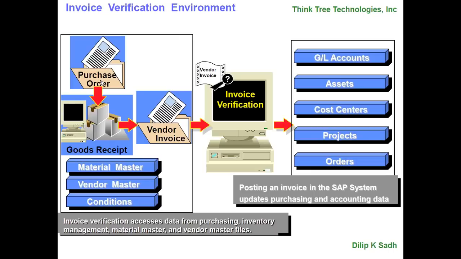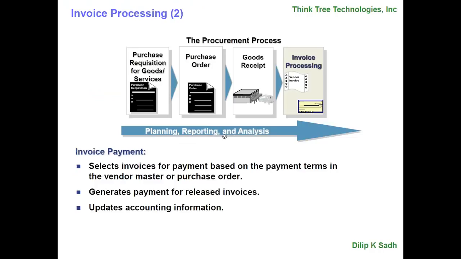So we got a purchase order. After the purchase order, we create a goods receipt. After goods receipt, the vendor sends his invoice. We verify the invoice, and then it updates various general ledger accounts and also various cost recipients. This is the integration of MM with FI. After verifying the vendor's invoice, we become liable to pay. Henceforth, we have to make invoice payment.